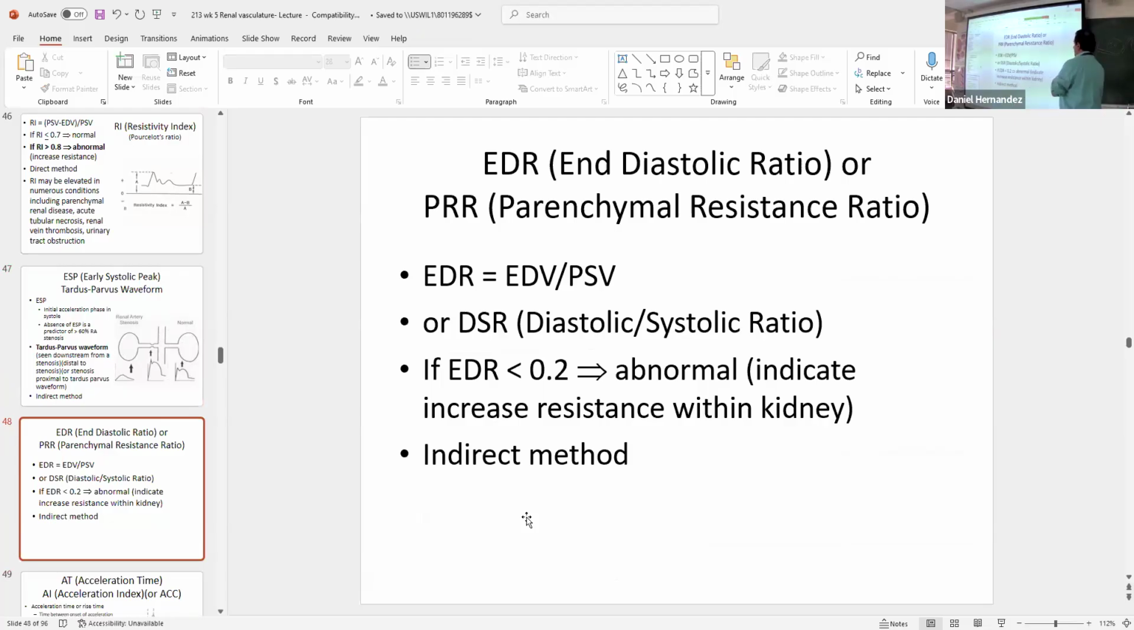Some labs will do an end diastolic ratio, looking at the end diastolic velocities. Personally, I've never seen this done in any of the labs. But we can compare that end diastolic velocity divided by the peak systolic velocity to look at this end diastolic velocity ratio. If that ratio is less than 0.2, this can indicate being abnormal.